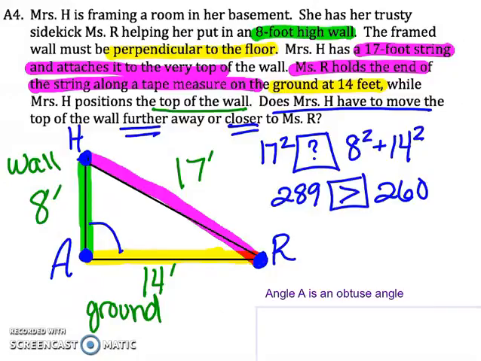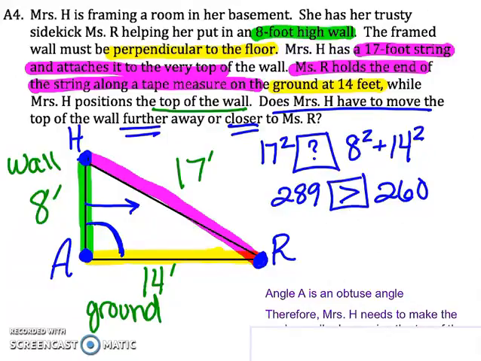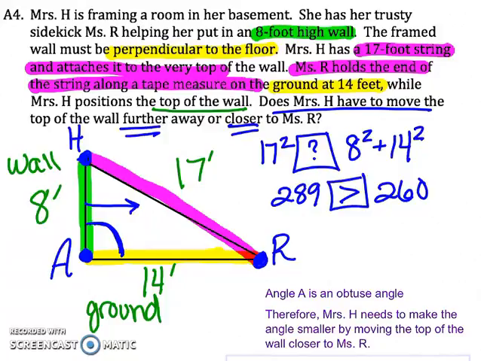Now, since it's an obtuse angle, that means Miss H needs to make this angle smaller by moving this wall closer towards Miss R. So it's an obtuse angle, therefore Miss H needs to make the angle smaller by moving the top of the wall closer to Miss R. And that answers the question.